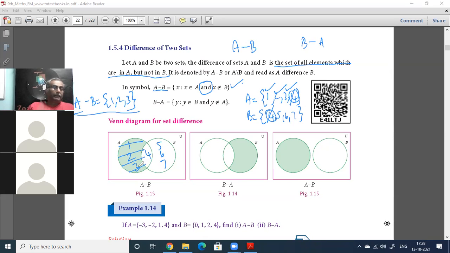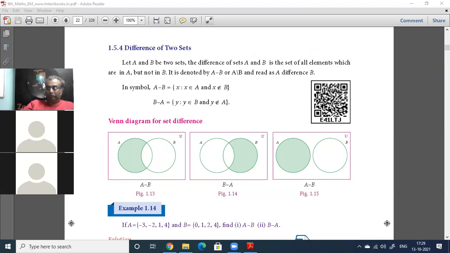1, 2, and 3. Same way B minus A. Let us take B minus A. Let us take the same two set drawings.